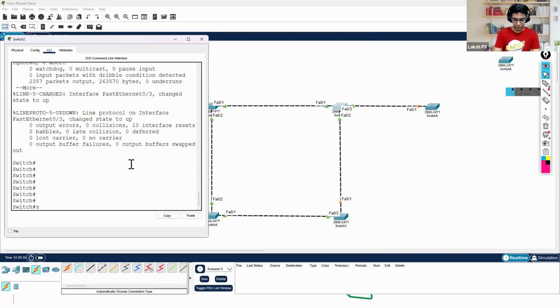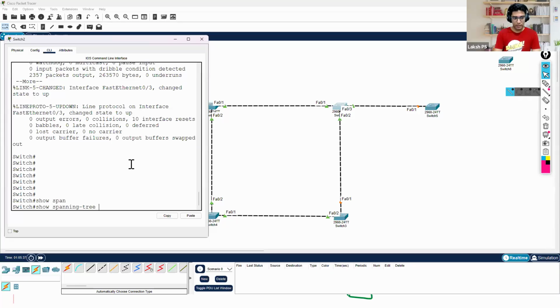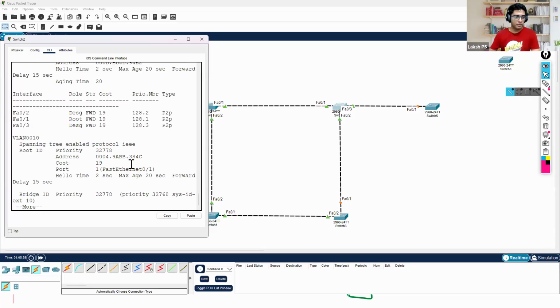So, show spanning tree active. Okay, you can see Fast Ethernet 0/3 has moved into a forwarding state. This switch has a higher MAC address. But what if this switch is connected to an intruder PC? He can send data directly now, correct? He can access our network.